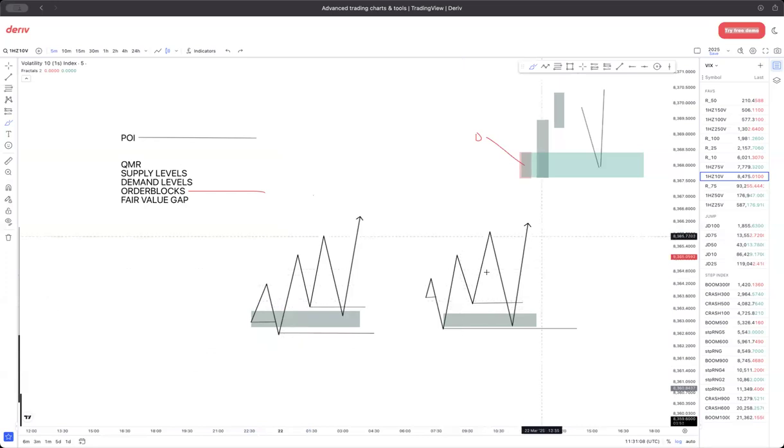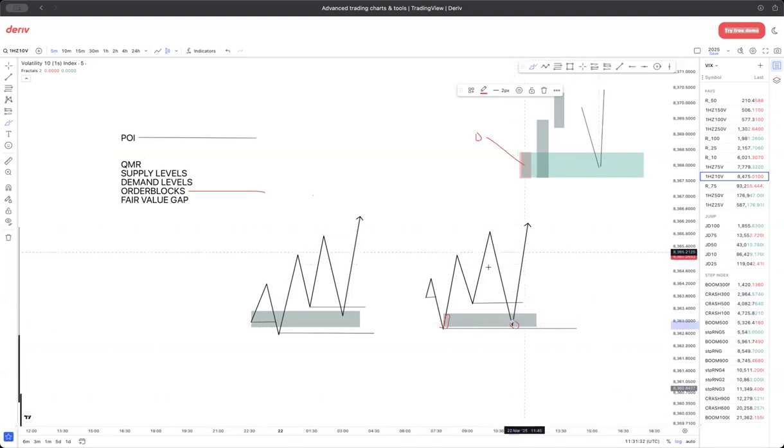Now, for me, when price comes to my 5 minutes demand level or 5 minutes order block, I want to look out for my candlestick patterns. How I enter a trade is not just price coming to my POI and I press buy. No. What I want to see is price giving me my candlestick pattern in this level.